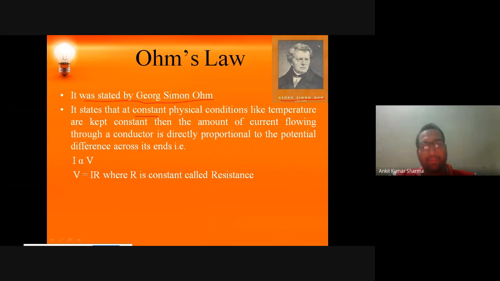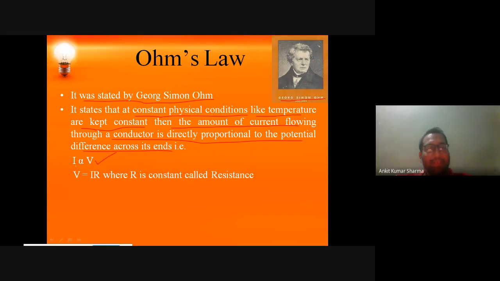that at constant physical condition, kindly note that point, the constant physical condition like temperature being kept constant, the amount of current flowing through a conductor is directly proportional to the potential difference across its ends. That means at a given constant physical condition like temperature, pressure, the amount of current flowing through a conductor is directly proportional to the potential difference across its end. You can say the voltage in this conductor.